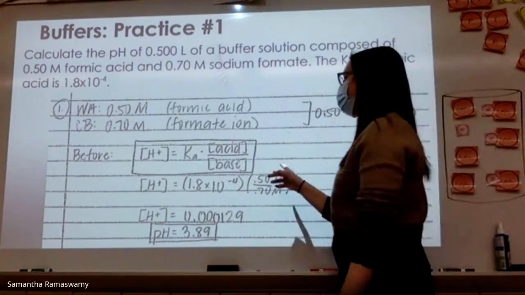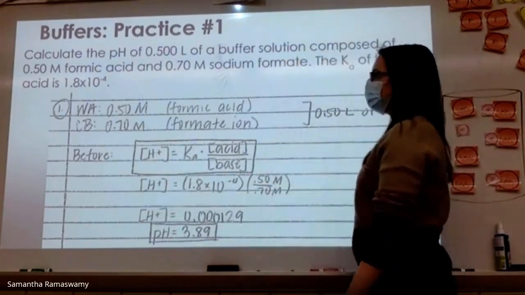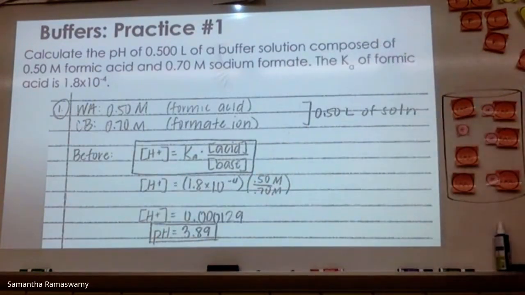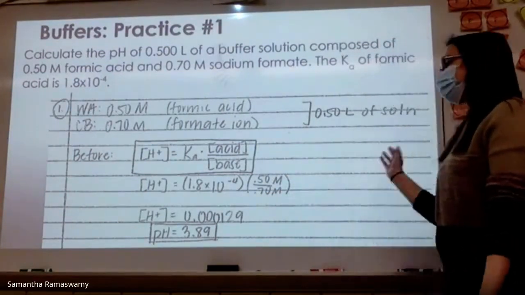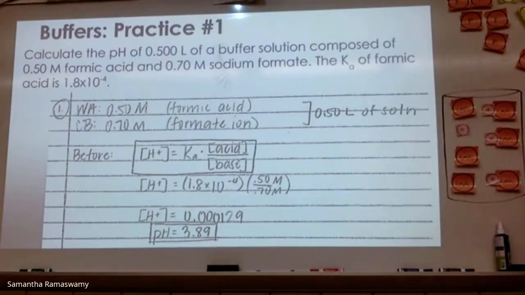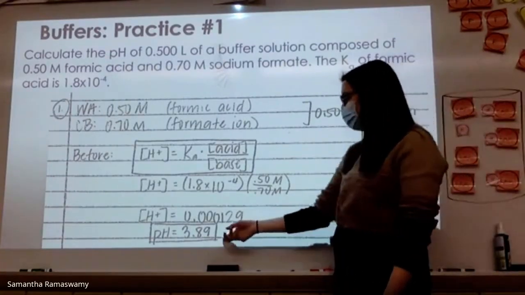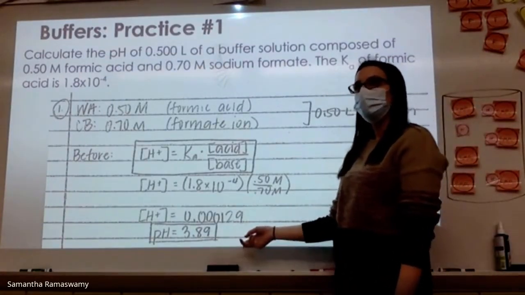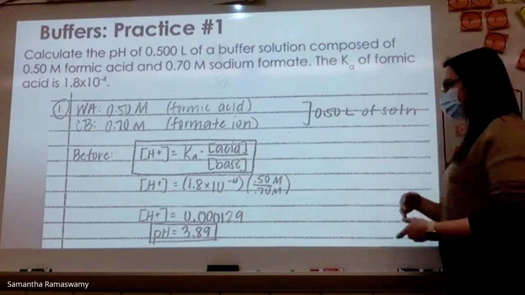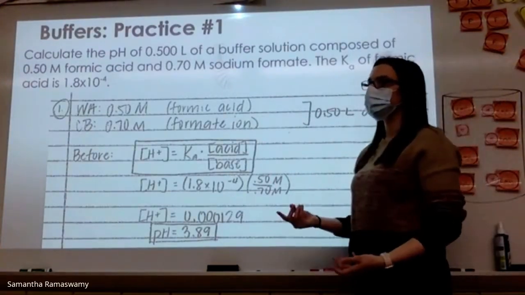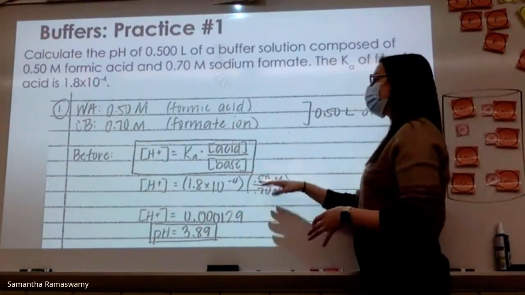And we just do Ka times acid over base. That gives us H plus. We take the negative log of that to get the pH. All right, 3.89. If you went out to more decimal places or fewer, that's okay. Biggest thing is that you're showing your work throughout this process. The only equation we ever use for buffers is this equation, H plus equals Ka times acid over base. So practice question 1 was just finding the pH of a buffer.